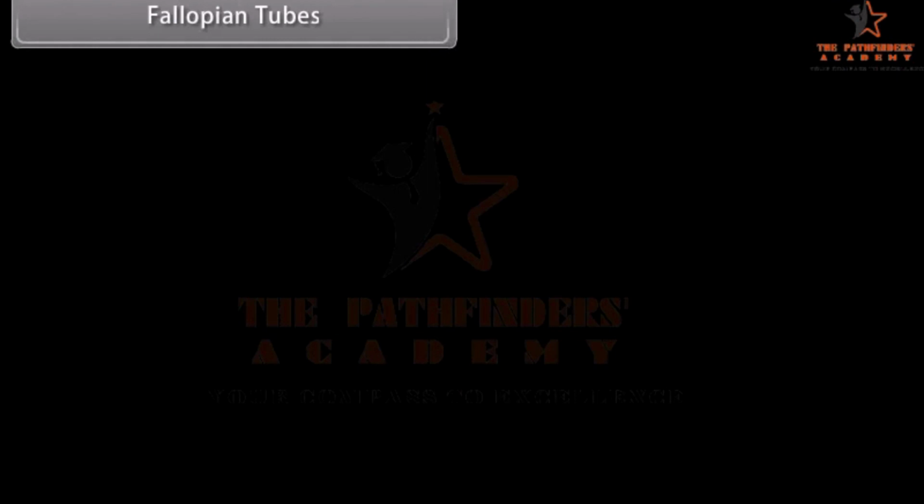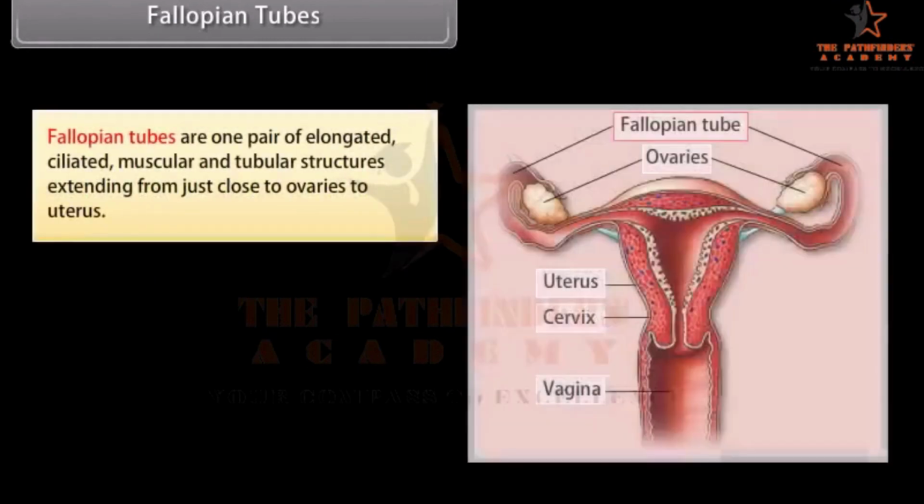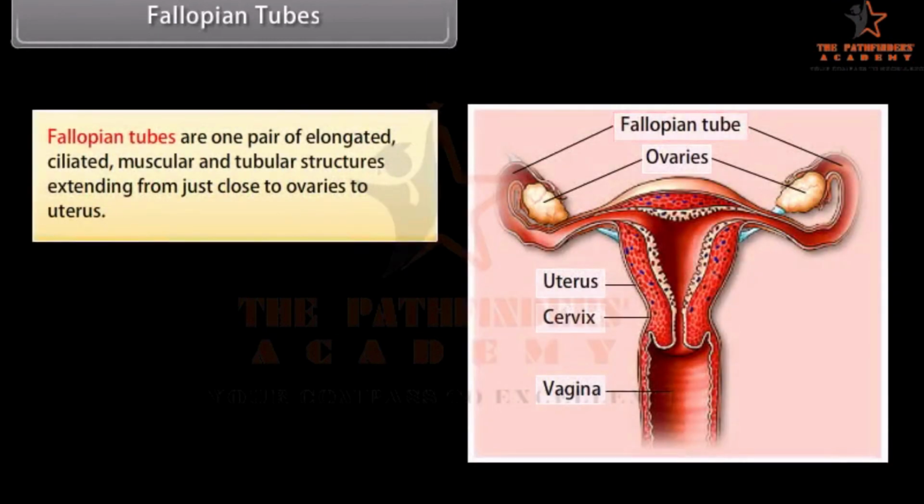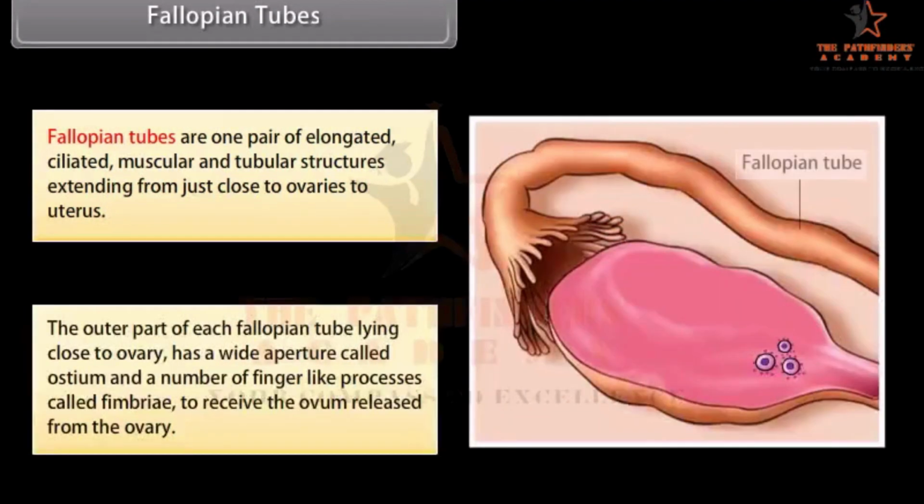Fallopian tubes. Fallopian tubes are one pair of elongated, ciliated, muscular, and tubular structures extending from close to the ovaries to the uterus. The outer part of each fallopian tube lying close to the ovary has a wide aperture called the ostium and a number of finger-like processes called fimbriae to receive the ovum released from the ovary.